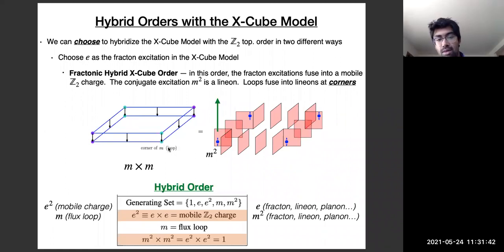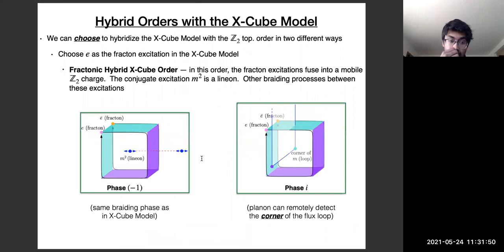And the fact that the corners of the loops carry some energy cost after doing some fusion of the M loops also implies something else, which is that a pair of the Fracton excitations in this fractonic hybrid X cube order can actually remotely detect a corner of one of these M loop excitations. So specifically a pair of these fractons which form a planon, as they would in the X cube order, detect this corner because if I take a pair of these M loops, I should be able to find that there's a linon at this corner. And consistency with the braiding phases one would get in the X cube model implies this kind of remote detection process.